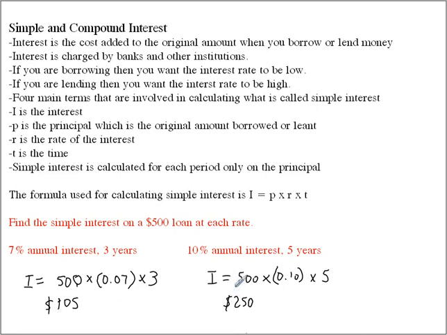Here, it changes a little bit because it's a longer loan, 5 years, so you're going to make more money if you're loaning that money, or you're going to have to pay back more if you're borrowing that money. So $500 times 0.10, because that's the percentage as a decimal, times 5. So $250. To pay back that loan, you'd have to pay back $500 plus $250, which is a pretty high rate of interest. So try not to do that too much.